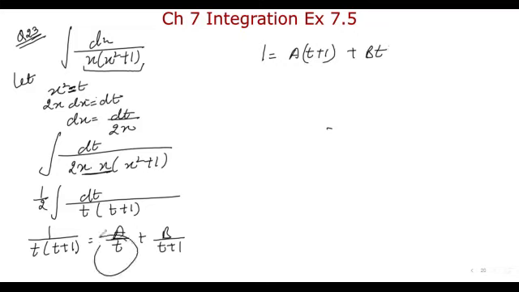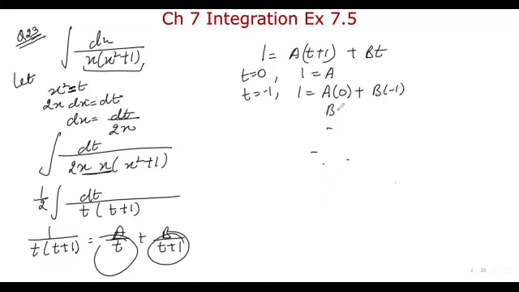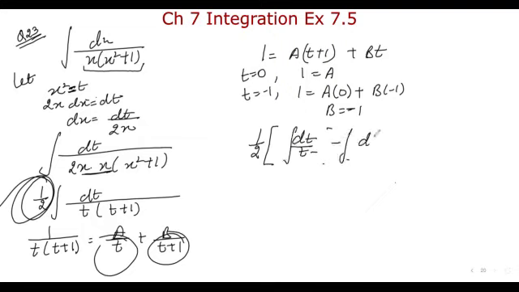If I put t as 0, so 1 is equals to a. And if I put t plus 1 as 0, then I will get t as minus 1. So 1 is equals to a into 0 plus b into minus 1. So the value of b comes out to be minus 1 here. Now on integrating, 1/2 is outside. Don't forget, keep 1/2 outside. Putting the value of a as 1, this is dt upon t integral. Then b as minus 1, dt upon t plus 1.